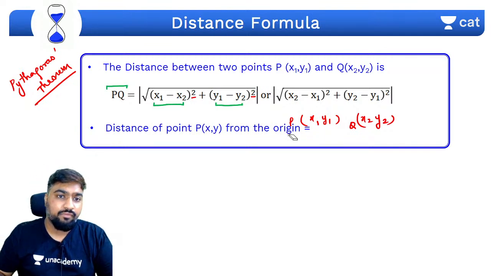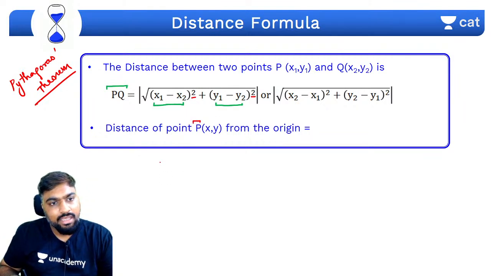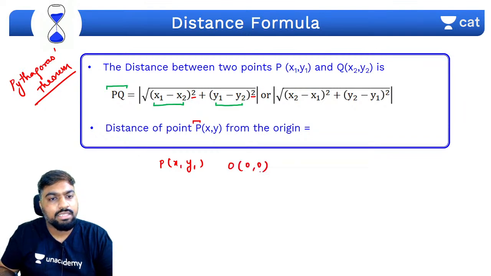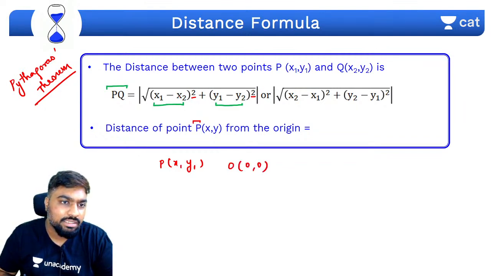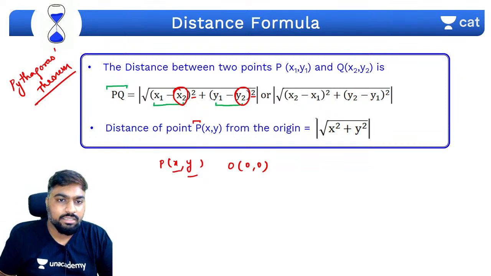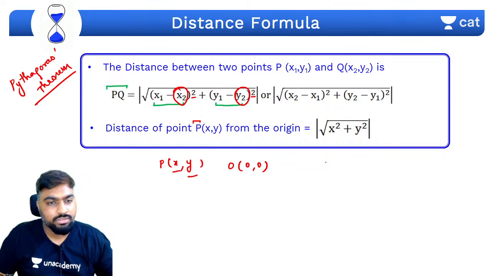And if we need to find out the distance of a point P from the origin, let's say point P is x1 and y1. We know point Q is nothing but your origin O, whose coordinates are 0, 0. So in the same formula, just replace x2 and y2 as 0 and 0 and x1 and y1 as x, y. You will get the distance from the origin, x square plus y square the whole root. Understanding this?